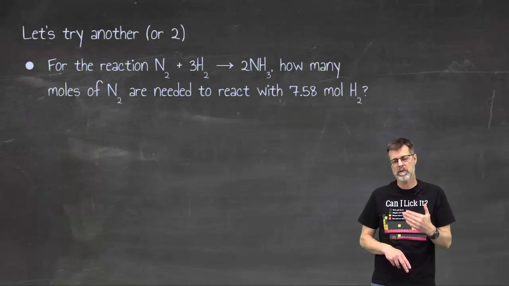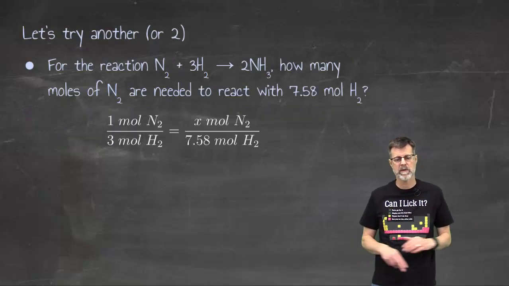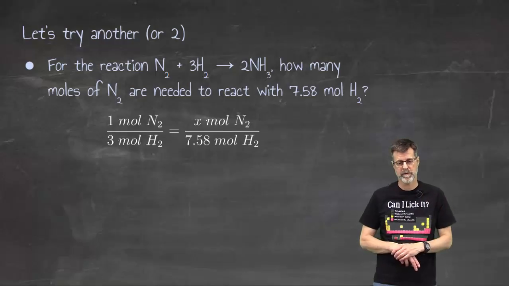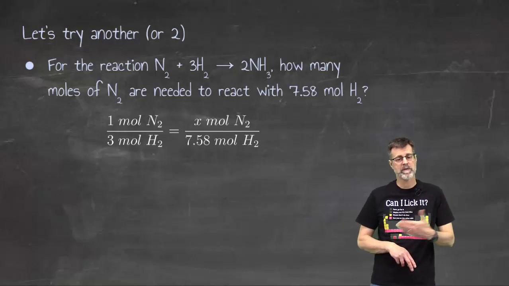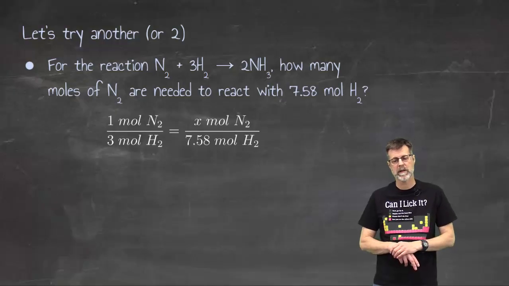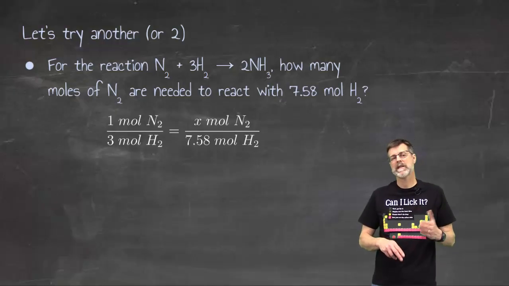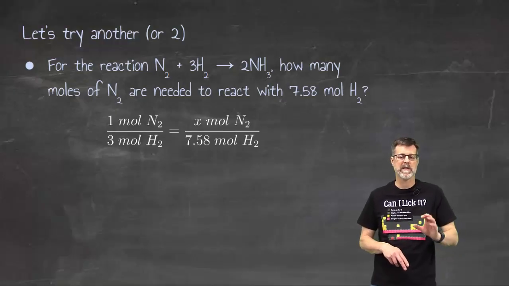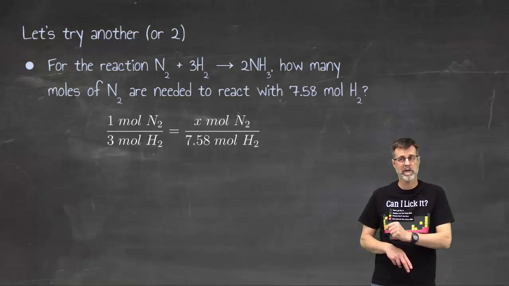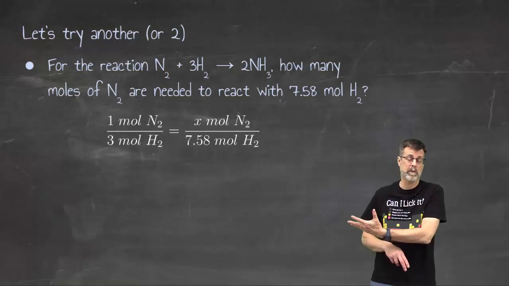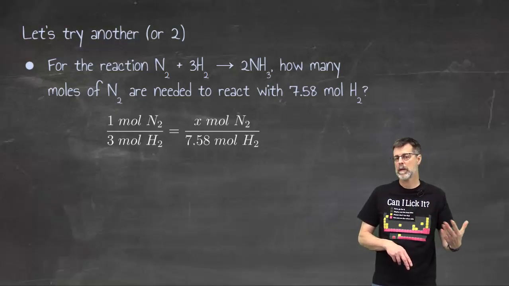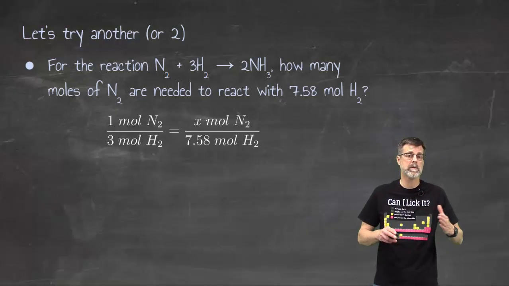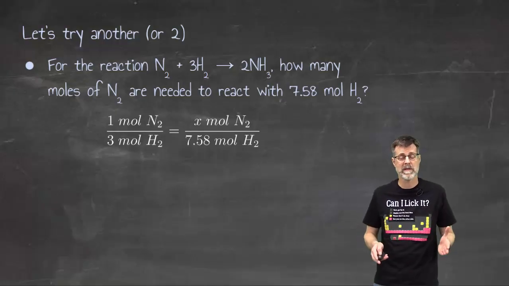If we try a similar thing, except now looking at two different things, we're going to set up a ratio in a fairly similar way. How many moles of nitrogen are needed to react with 7.58 moles of hydrogen? Well, in that sense, my recipe is slightly different because while the 2 moles of ammonia are still part of the reaction, they're not the parts that I'm looking at. So now I'm looking at two different things, but the approach is exactly the same way.